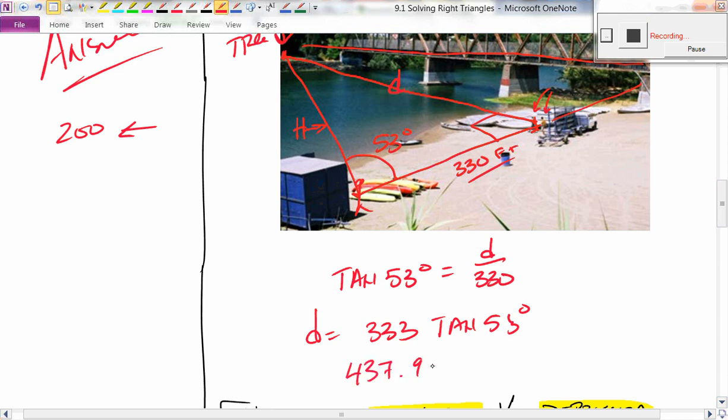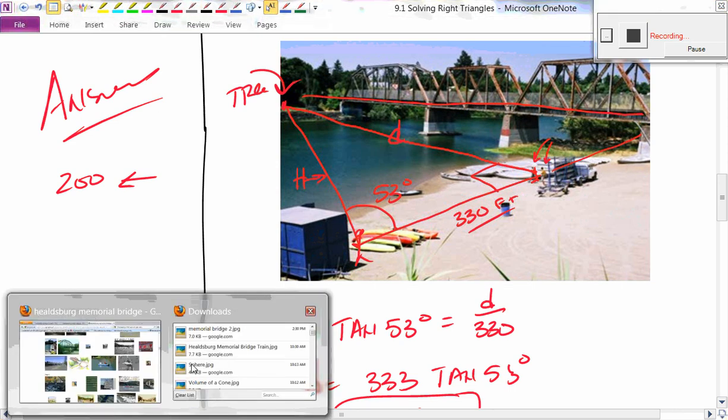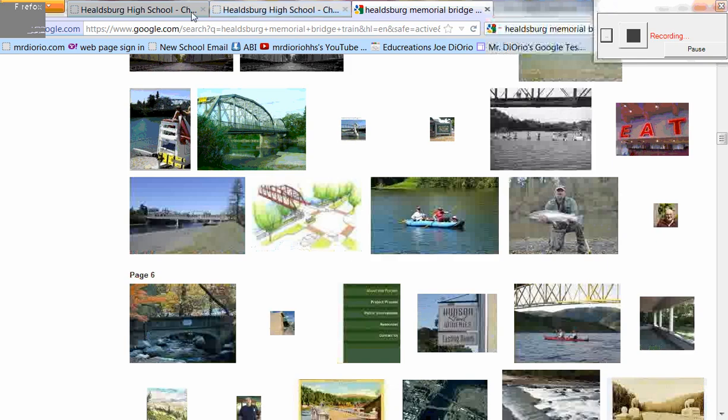437.9 feet? Yeah? Sound good? Okay, how long is that bridge? Anybody know? I don't know. Let's Wikipedia that thing. So that's not what it really is. I have no idea.